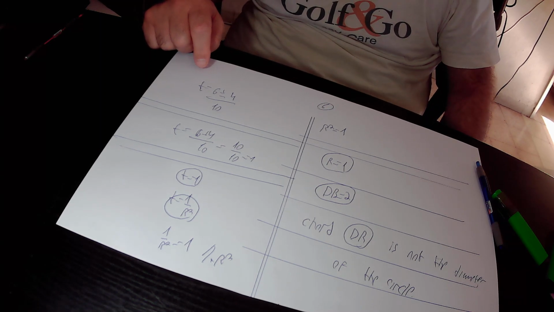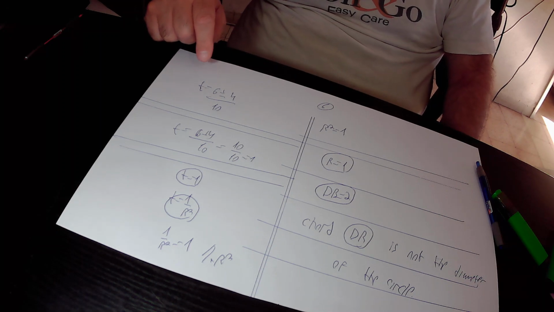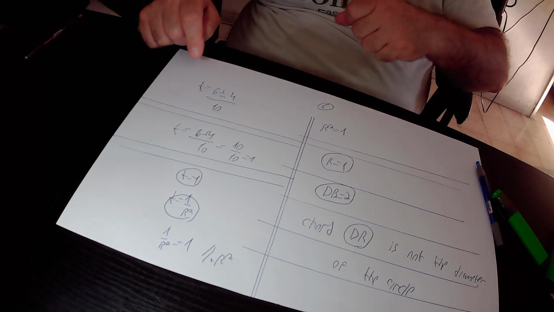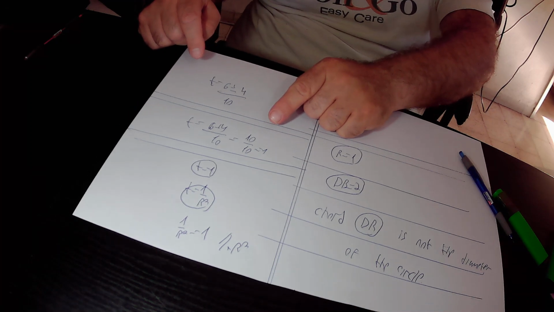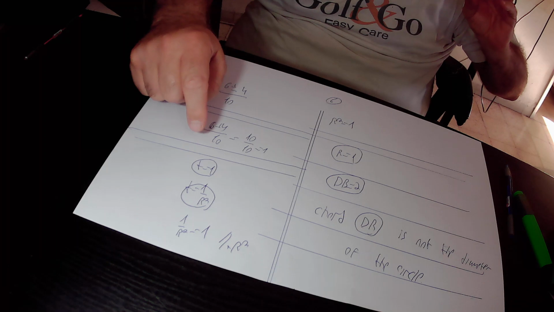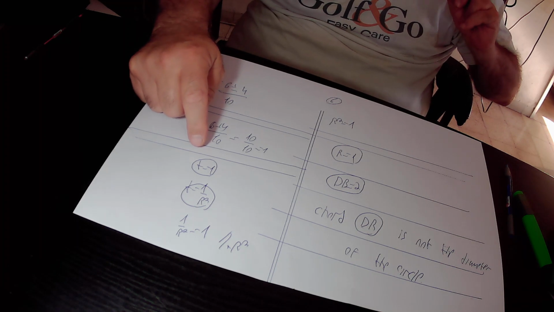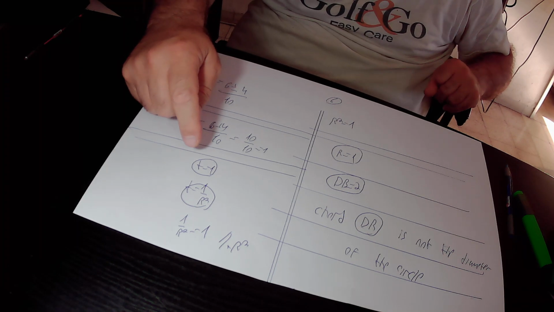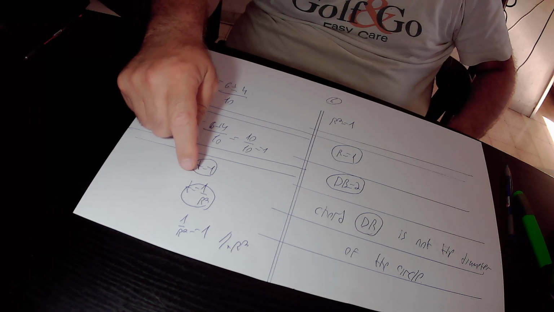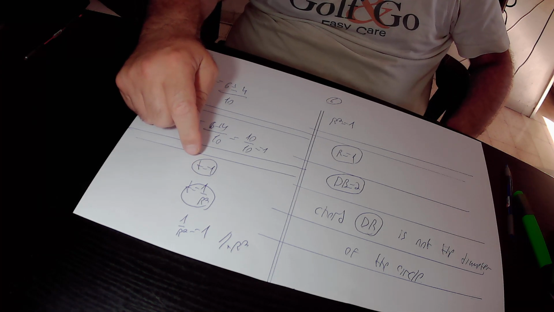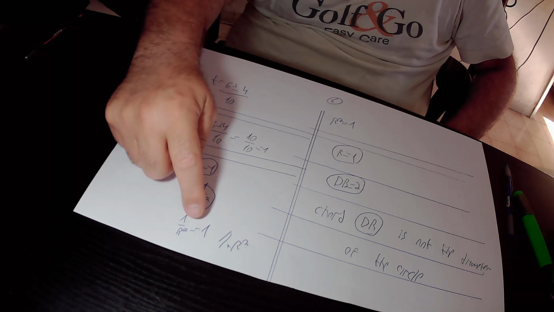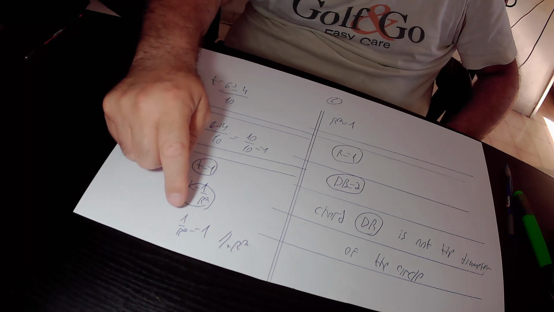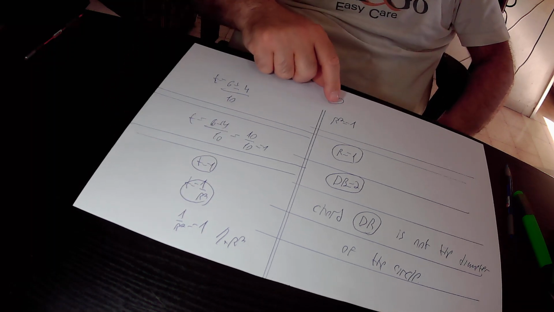The first solution for t is that t equals 6 plus 4 over 10. 6 plus 4 is 10, and 10 over 10 is 1. So the first solution is t equals 1, but from the other side, according to our definition, t is also equal to 1 over r squared. So we substitute t in this equation by 1 over r squared, and we found that 1 over r squared equals 1.